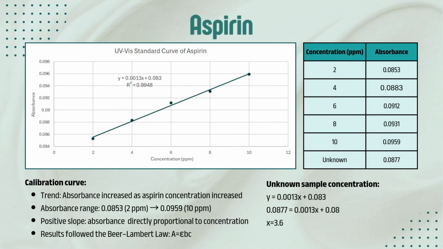From the UV-based analysis of aspirin, we have determined the absorbance range between 0.0853 and 0.0959. The trend of the curve shows that the absorbance increased as the concentration increased. The positive linear slope shows the relationship between absorbance and concentration is directly proportional. The unknown concentration of the sample was determined by using the equation y equals 0.0013x plus 0.083, where y is the absorbance and x is the concentration.